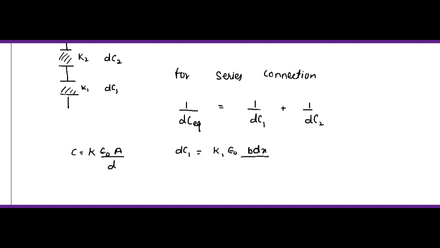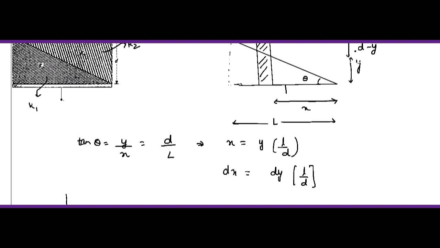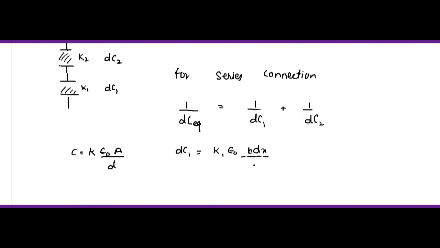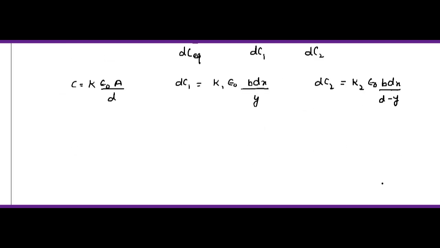For this C1, we can see one of the thickness is y and the other thickness is d minus y. So here it is y, and similarly for dC2 it would be k2 epsilon b dx, but the thickness would be d minus y. Now we can put these terms into this equation. We call this our equation 1. Now if you put this in, what would be the resulting equation?